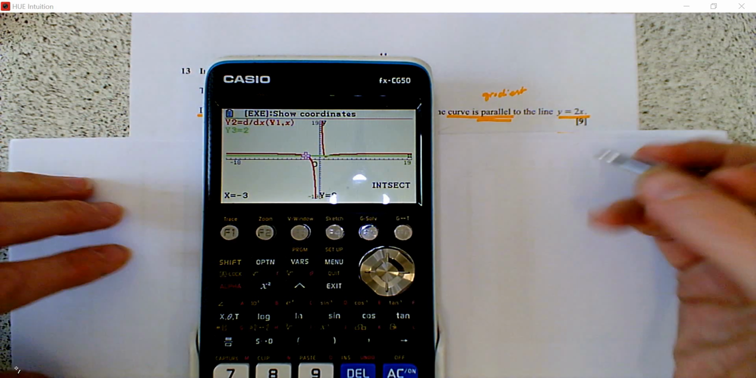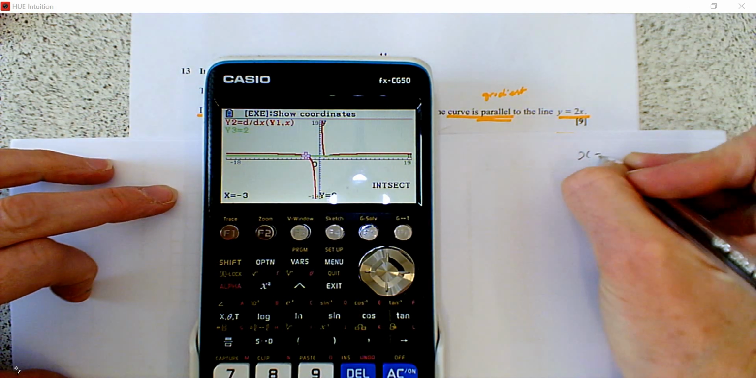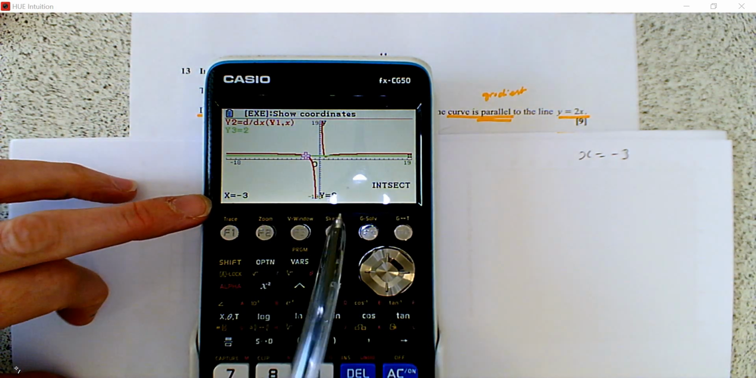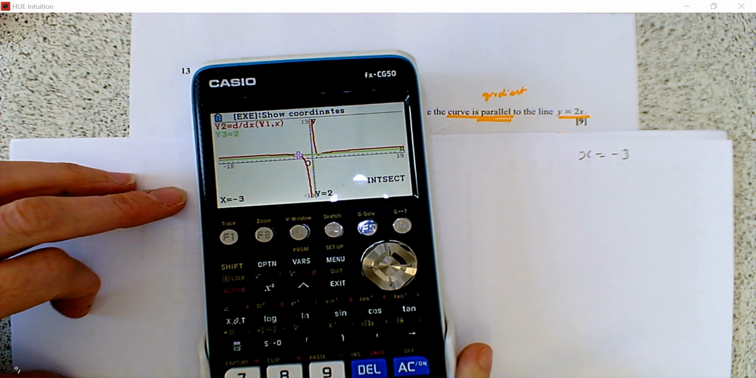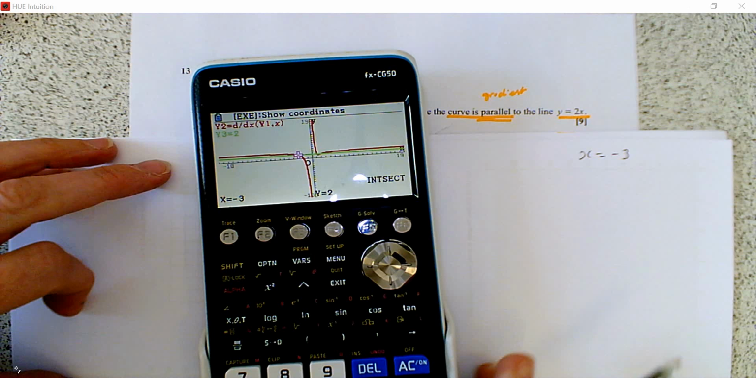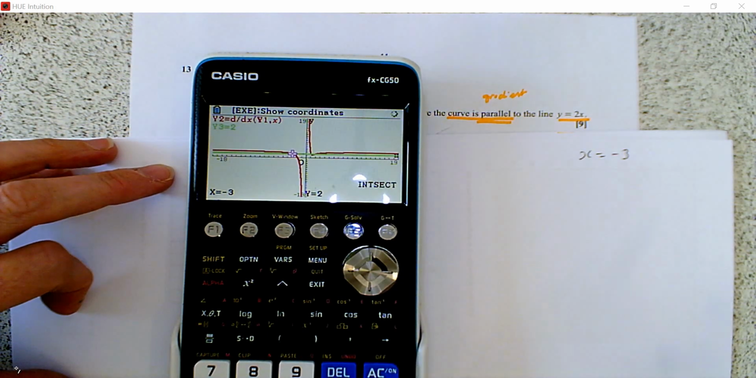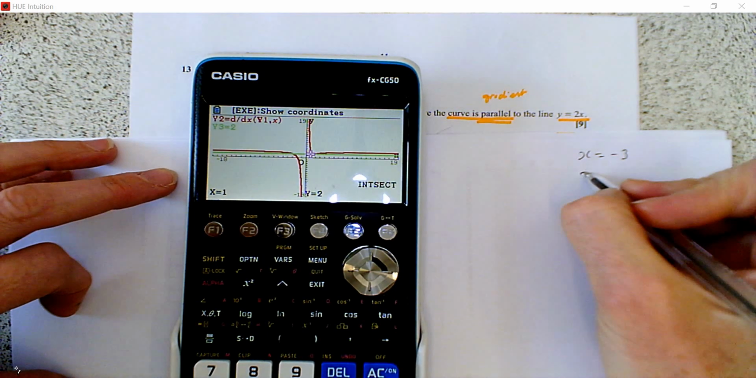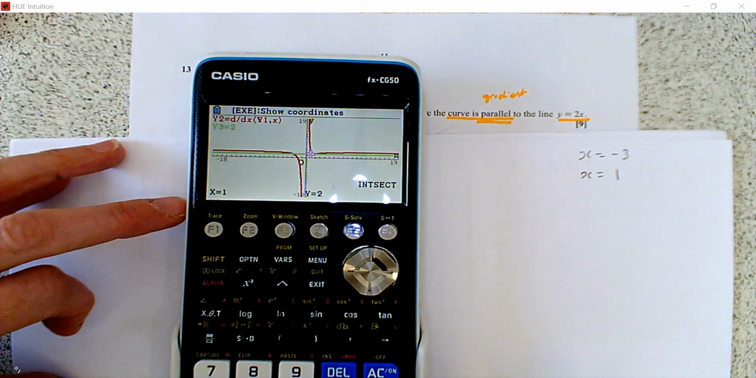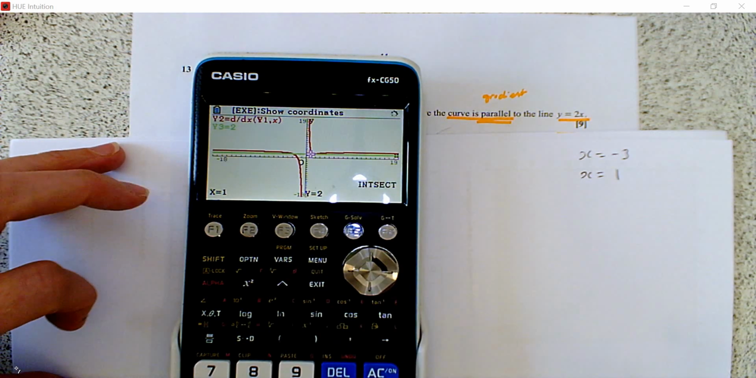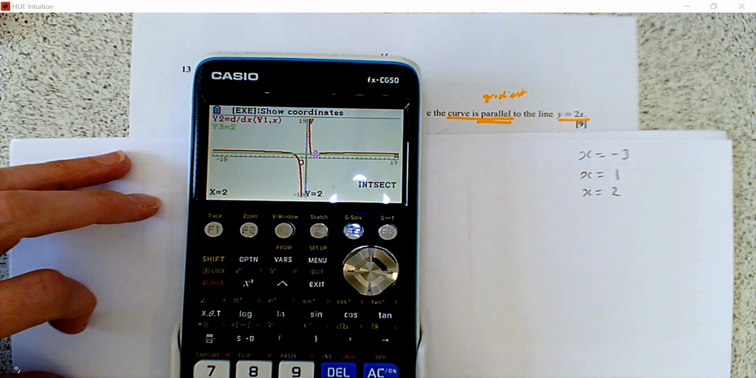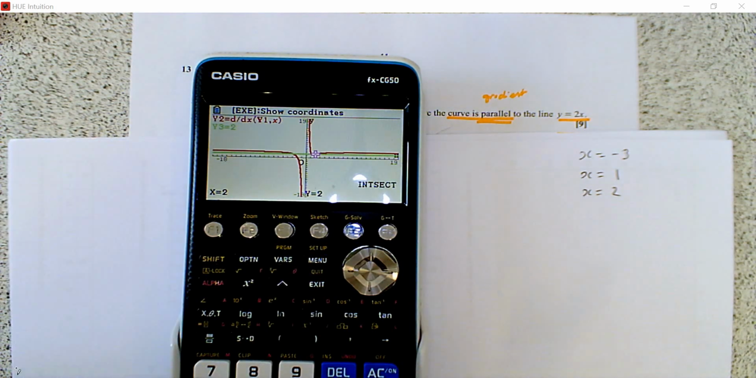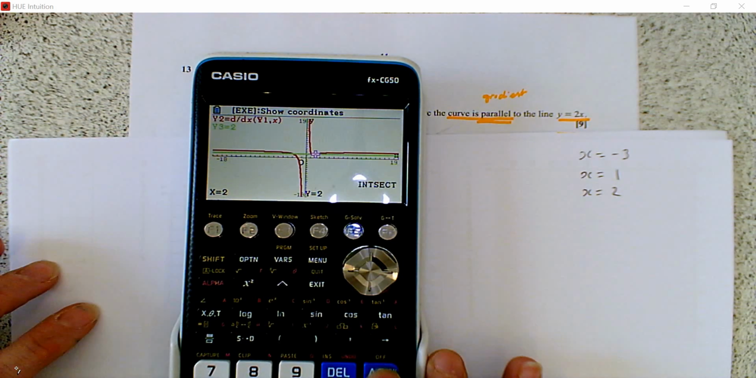I'm going to jot this down. So I've got x is minus 3. And notice this isn't the original curve, is it? It's the gradient. So the gradient is 2. That's what we want. Then if we go along to the next one, it's got x is 1, and the gradient again is 2. And then finally, x is 2, and the gradient is 2. So my calculator has worked it all out for me. I know where I'm headed.